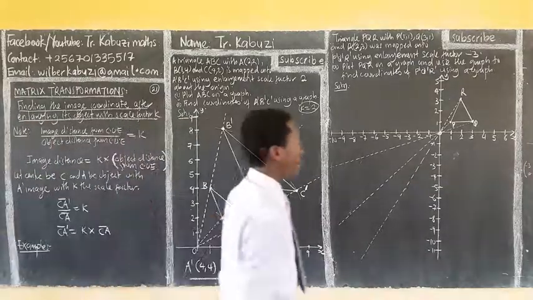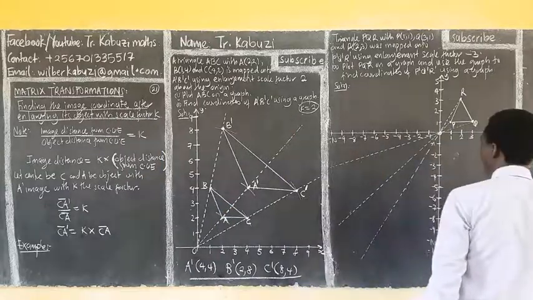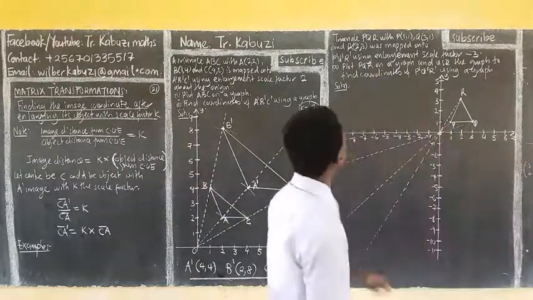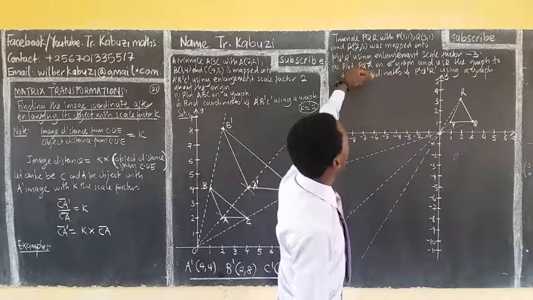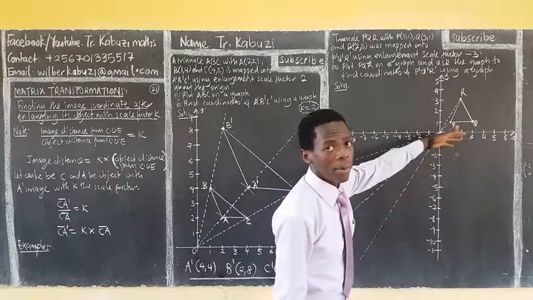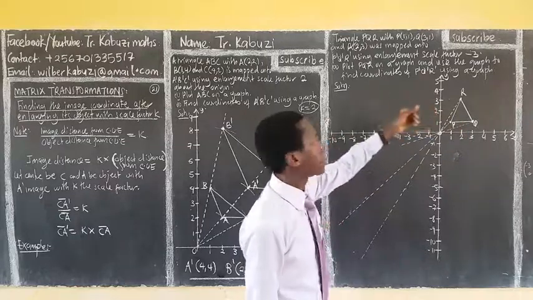Now, when I come to this one, you see that the question is the triangle PQR with P, Q, R as the coordinates. We first plot. I think everyone knows how to plot.